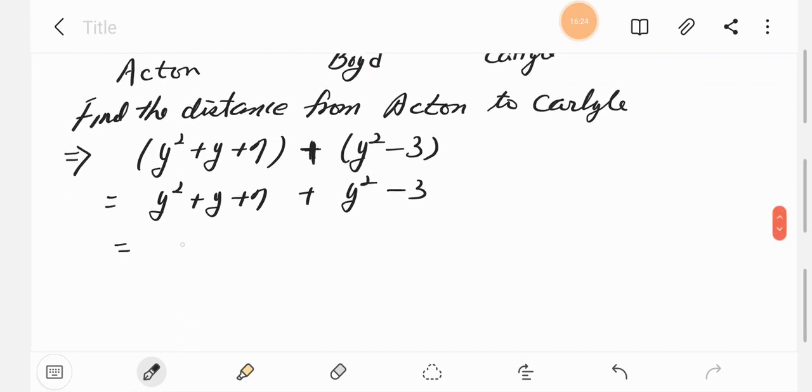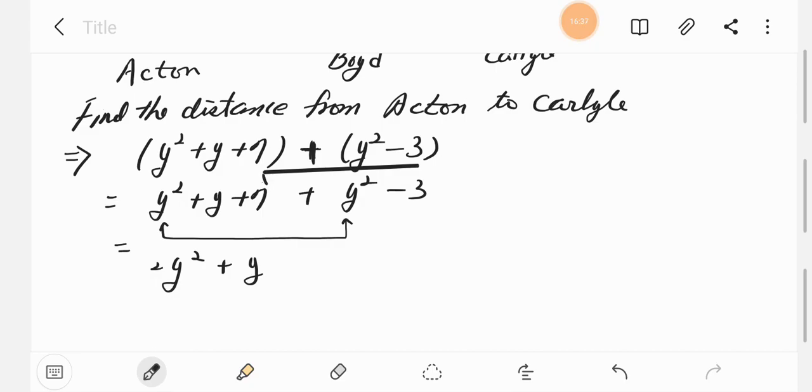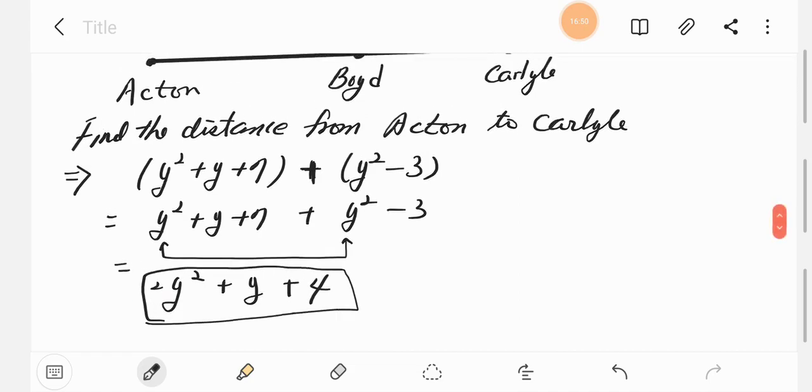Alright, then combine the like terms. So here's y squared and y squared. Add these two, then 2y squared, then plus y. So y is the only one. And then add these two constants. So 7 minus 3 is plus 4. So this is the distance from Acton to Carlisle. And this is in miles, so write down miles. Okay, so that's it.